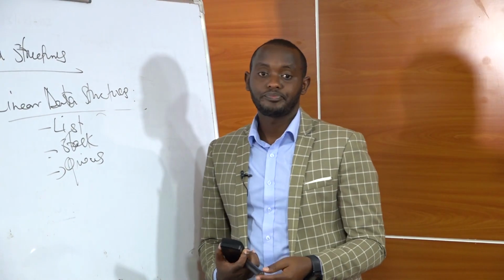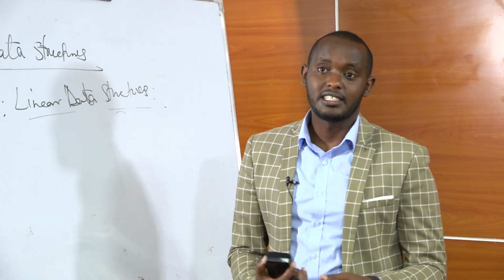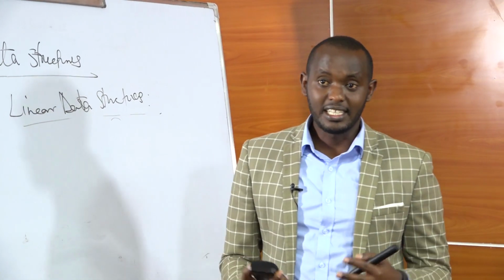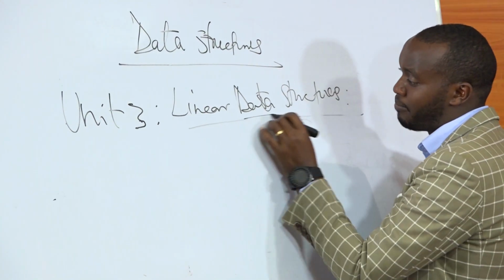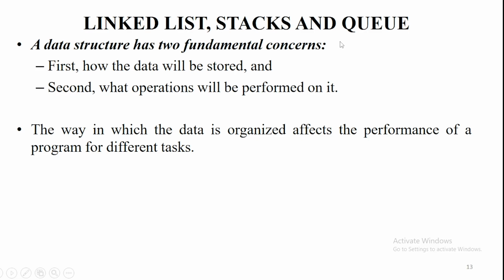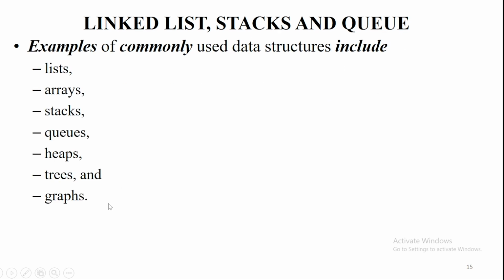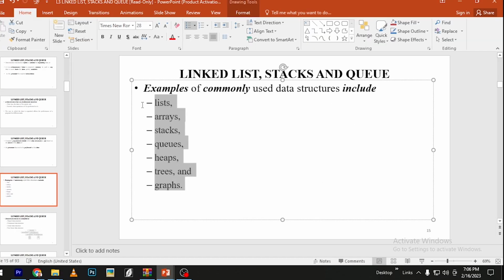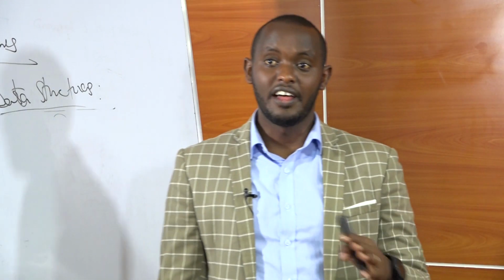Yes, and then we can look at some of the commonly used data structures. In this case, what you see on the slide is a combination of linear and nonlinear data structures as examples. We have, for instance, lists, arrays, stacks, queues, heaps, trees, and graphs, and so on. We have many, and they are combined.